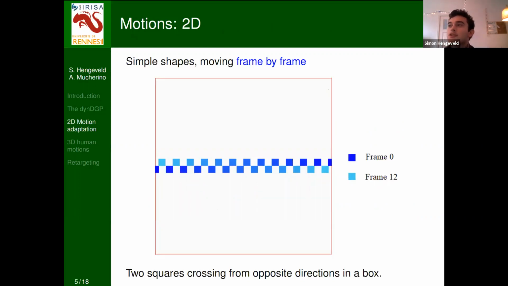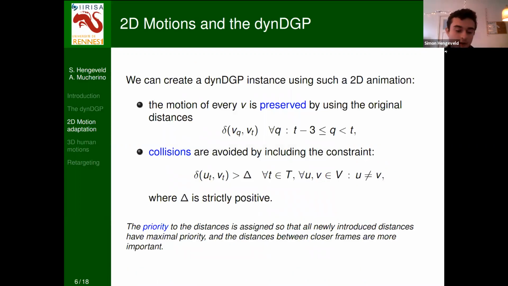So now let's talk about some 2D motions. When I talk about motions in 2D, I will talk about simple shapes that move frame by frame. Here we have an example of two squares crossing from opposite sides of a box. This picture is an overlap of all 12 frames of this motion. So the earlier the time, the darker the color of the square.